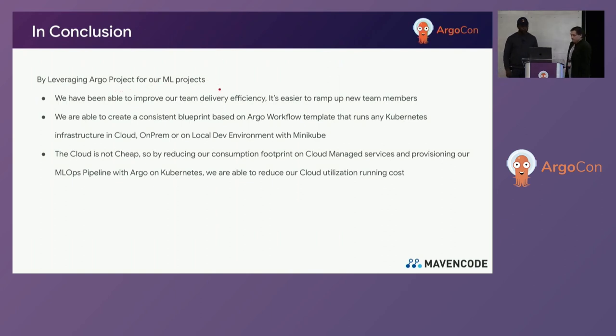So in conclusion, leveraging Argo for our ML projects, we've been able to improve our team delivery efficiency, so it's easy to ramp up new team members because everybody is working on the same environment. Once you bootstrap the resource with Argo CD on your local, if you're running Minikube or if you're running on the Kubernetes cluster in the cloud, you can get going. We have a blueprint and a template, so if we want to create a new workflow, we're not starting from scratch. We're just leveraging the existing template that we have.